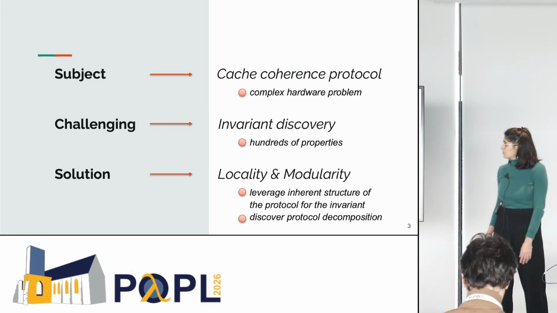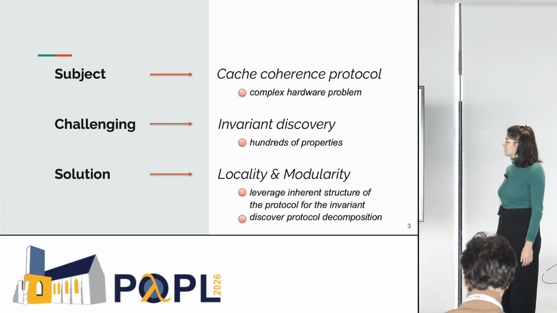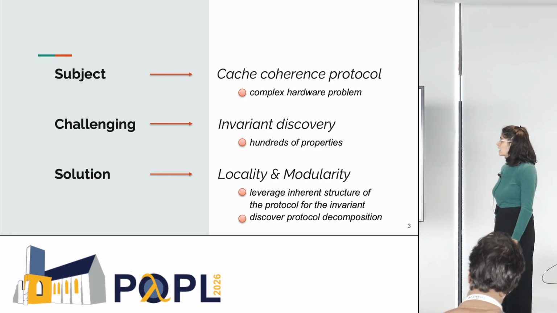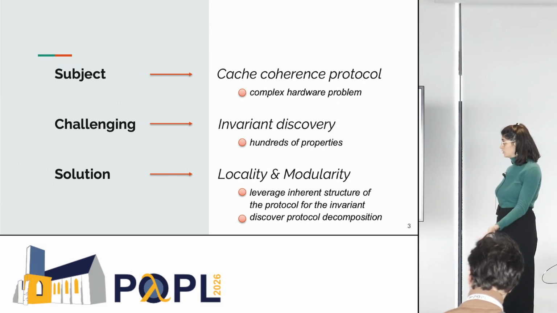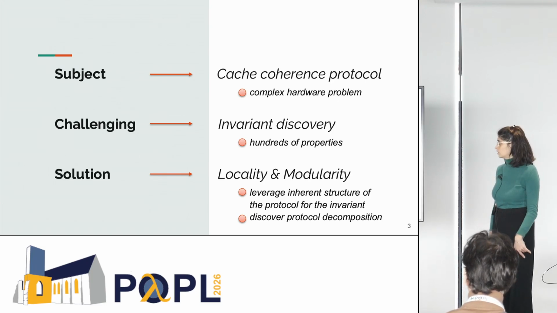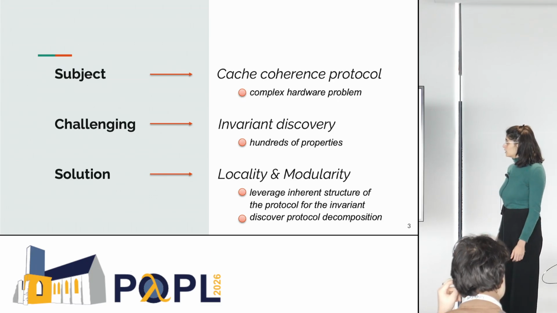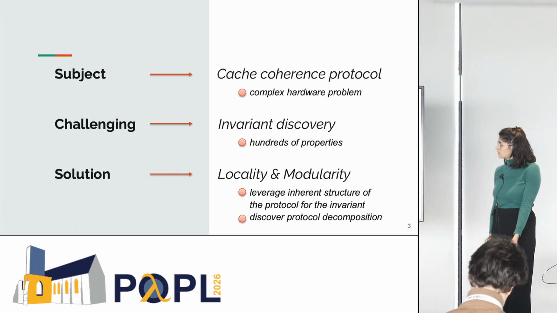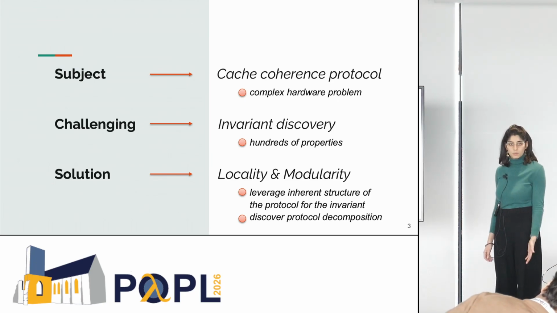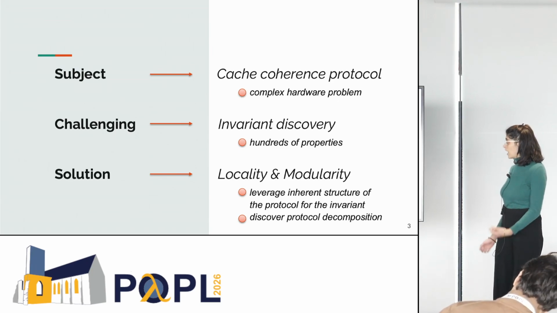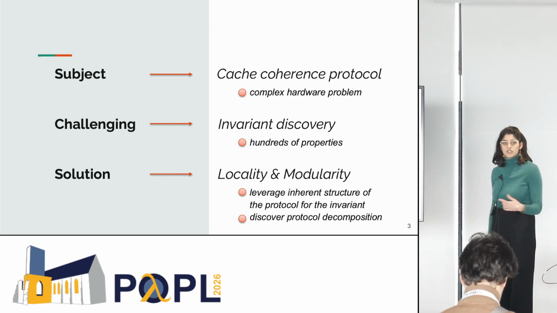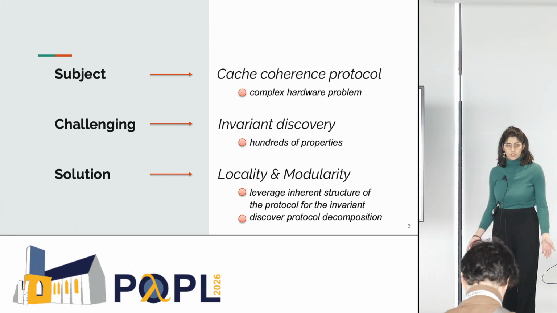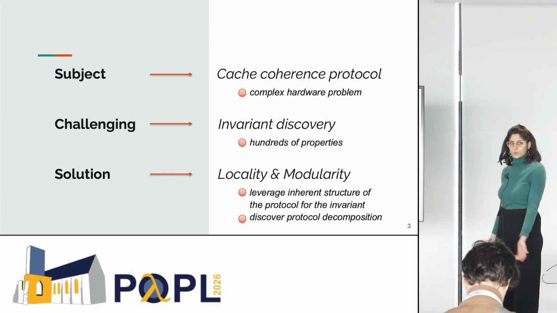So for the subject of this project, we decided to focus on a complex hardware problem, cache coherence protocols. Cache coherence protocols are already proved in the literature using interactive theorem provers. However, these lead to really long proofs that can take 2 years to complete. Why? One of the main challenges behind this is invariant discovery. So usually the user has to come up with hundreds of properties to describe cache coherence protocols.